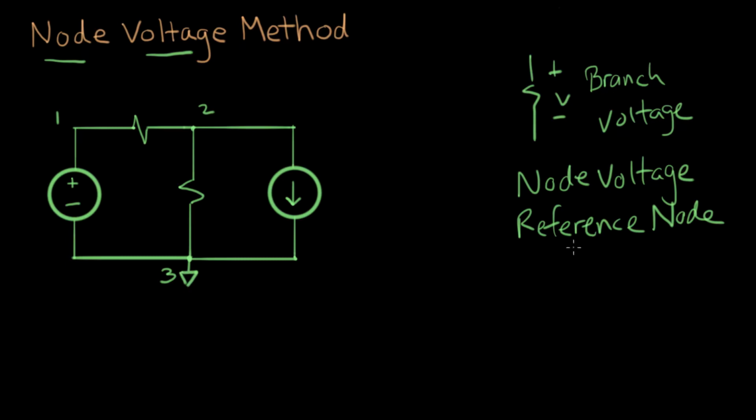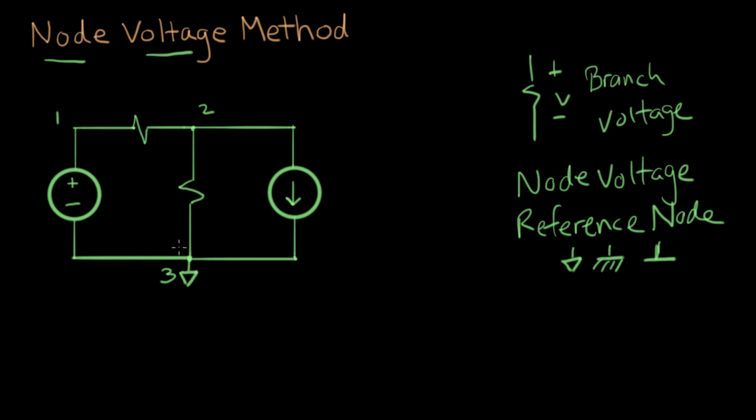There are other ways to indicate a reference node. That's a common way. You can draw one that looks like the ground, connected to the ground. Sometimes you'll see it with just an upside down T like that. That's another way to draw ground. So this symbol on a schematic indicates the reference node, and we've picked the reference node to be node 3 down here. So a node voltage is measured between a node and the reference node.